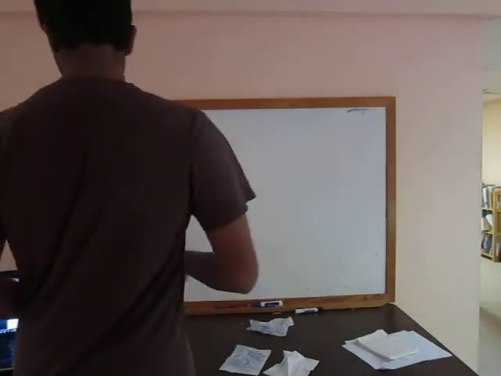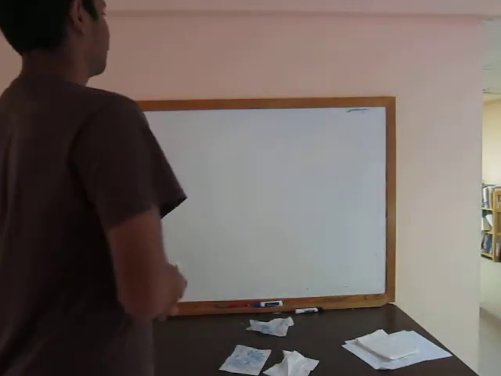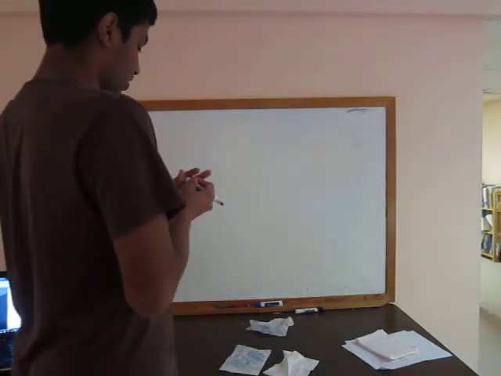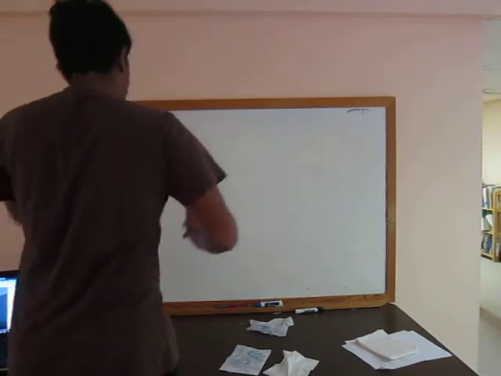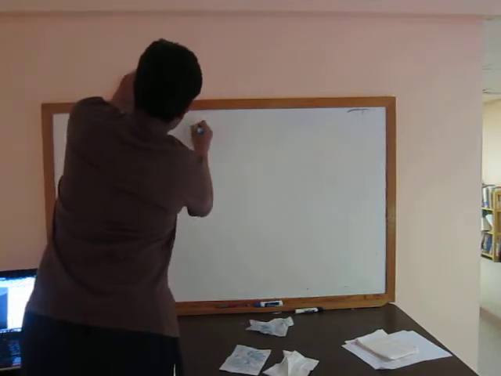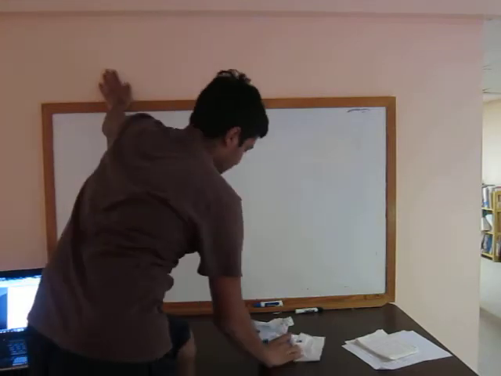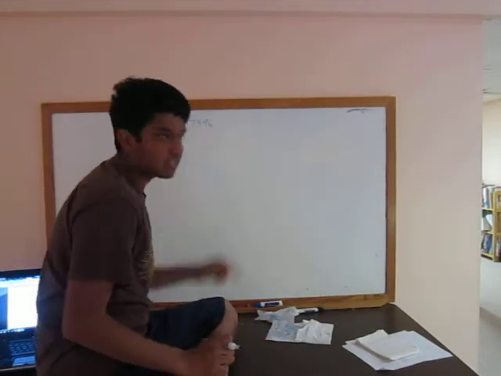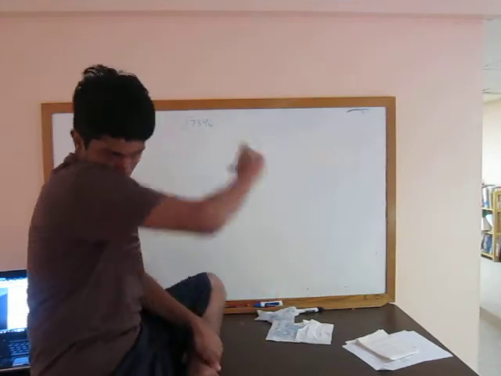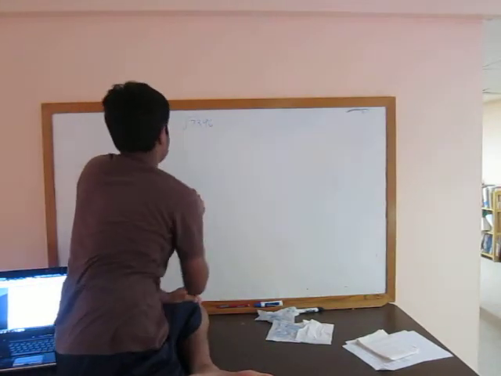Today's tutorial is finding the square root of a perfect square. So let's start with the square root of 7396. And you're saying like, whoa, how are we going to find this? Well, I'm telling you right now, this is a perfect square. So, take these two digits.